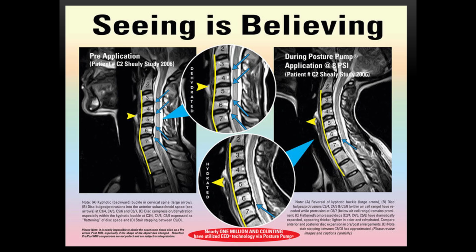After the use of cervical traction, there was a reversal of the kyphotic buckle, indicated by the large arrow. Disc bulges or protrusions were all receded into normal ranges. There is still a protrusion at the C6, C7 level, but the others are markedly improved. The flattened, compressed discs have dramatically expanded, appearing thicker, lighter in color, and more rehydrated.